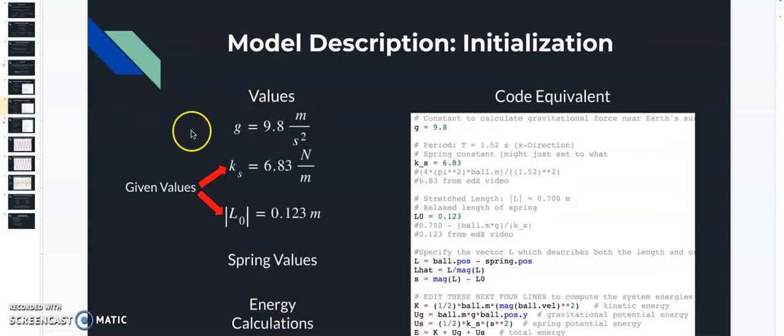For the initialization, we have constants: 9.8 meters per second squared for the gravitational constant, and we were given the spring coefficient, which is k, 6.83 newtons per meter, and also the unstretched length in static equilibrium, 0.123 meters. And this is to update the spring itself, so we get the vector, the direction, and the s, which is the distance stretched minus the unstretched length, and also energy calculations, which we stated before.